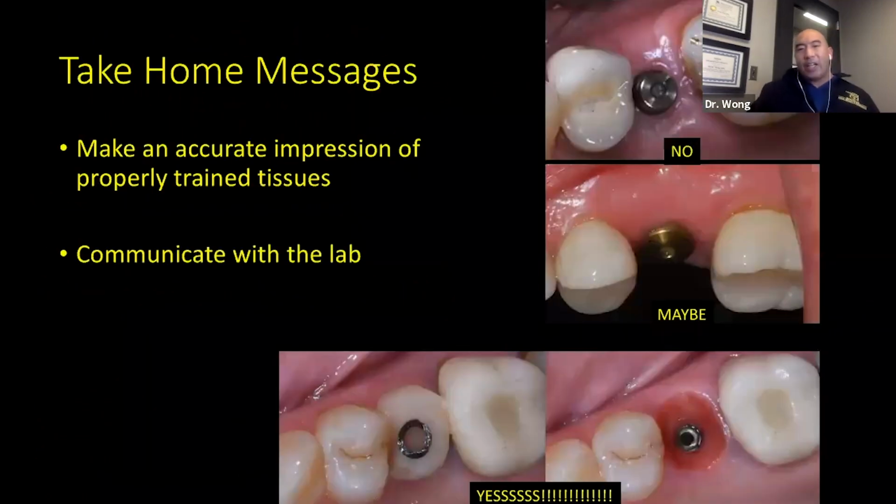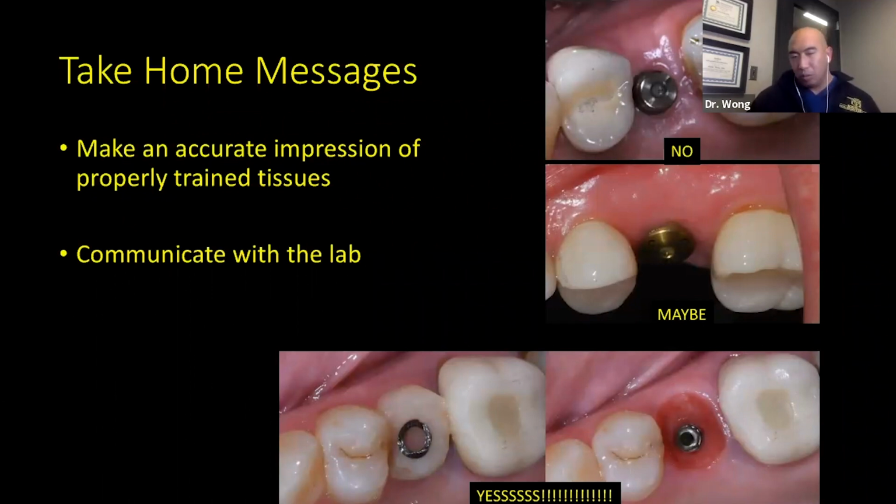Finally, we need to make an accurate impression of properly trained tissues and communicate with the lab as to what you want. Okay, so starting from the top to the bottom. If your specialist gives you a narrow healing abutment like this, that's a no, right? You can't just take an impression of that, because what will happen is you'll get the tomato on a stick. The picture beneath that, you have a healing abutment. That's a maybe. Depending on the size of the tooth, that could work out pretty well for you. Maybe it does, maybe it doesn't.